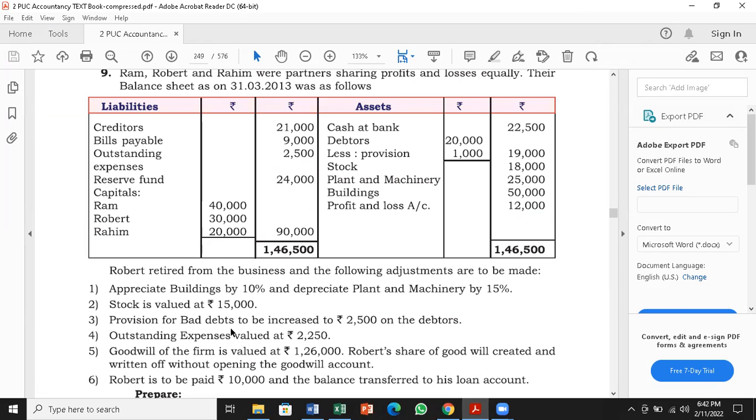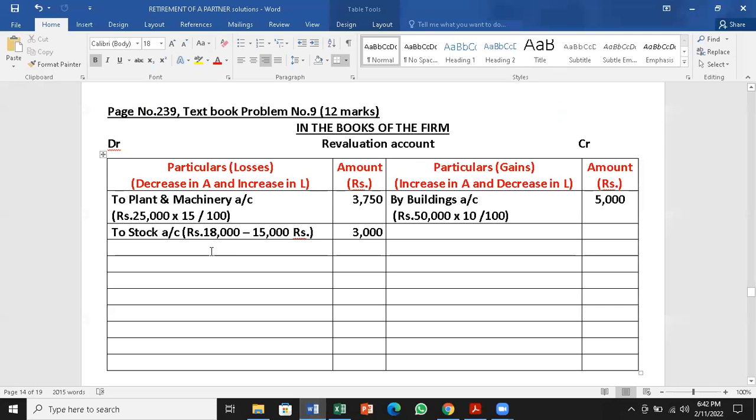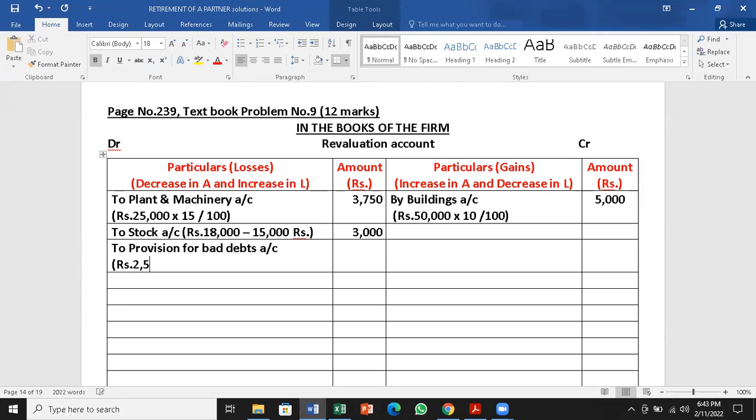Next, provision for bad debts to be increased to 2,500 on debtors. That means increased to this much in the balance sheet. So we have to underline the word to. By means we have to add the same amount. To means we have to take the difference between the new and the old. New one is 2,500. Old one is 1,000 rupees. So we are creating to provision for bad debts account, minus old one. So 1,500 is created newly.